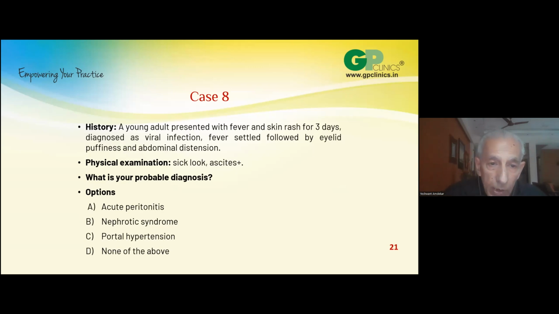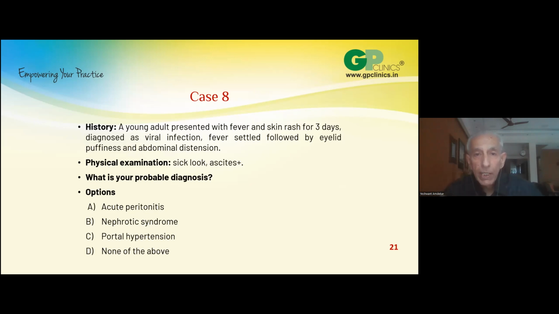And therefore, it's obviously not acute peritonitis because the fever would not have disappeared. It's not portal hypertension because portal hypertension is a chronic problem. And therefore, this is typically the way dengue fever presents. Dengue fever presents with shock, and the initial presentation is because of capillary leak, and the patient presents with collection of fluid, often in the peritoneum, at times also in the pleura, and a bit in the periorbital area, and this was dengue with capillary leak.